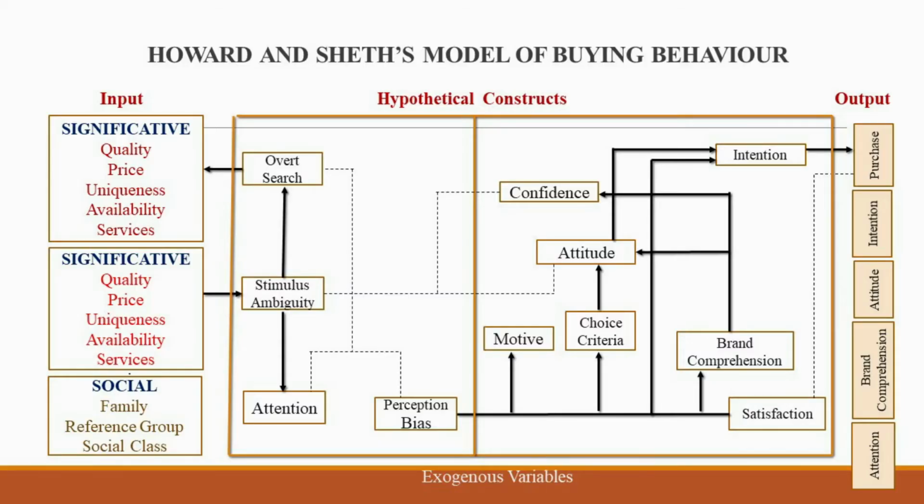Some may reach only the attention level. Some others create brand comprehension and stop the process. Still, some develop a strong attitude towards the product. Few consumers reach purchase intention and only few make a purchase action. All these possible outputs are seen as output variables in the diagram.